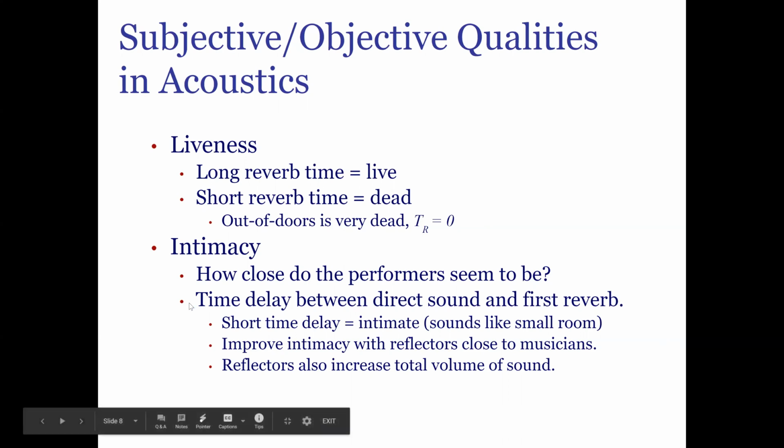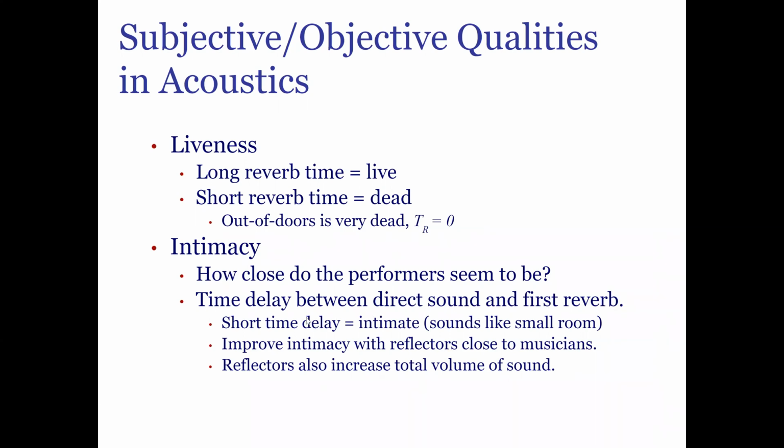So in intimacy, the time delay between the direct sound and the first reverb determines the effective intimacy of the room. If you have a really short time delay, so you hear the initial sound and then you hear the reflected sound right after, that's an intimate room. If you have your direct sound and then a really long lag before you start picking up the reflected sound, that would be a not intimate room.